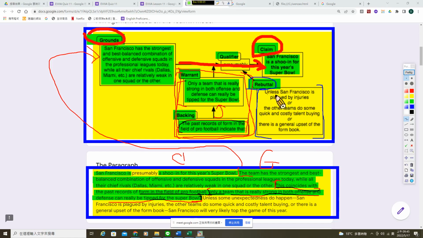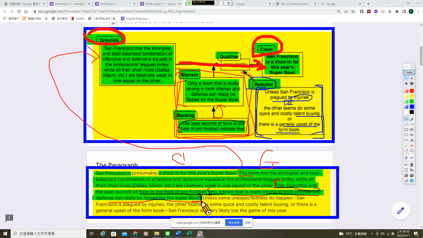So there are reasons: unless San Francisco is plagued by injuries, there are a lot of injuries in the team. Or the other team does some quick and costly talent buying. They recruit a lot of new players and very powerful players. Or there's a general upset of the form book. Or the record for the annual book is not correctly registered. So there are 3 reasons, right? So let's see how we can incorporate this into our rebuttal.